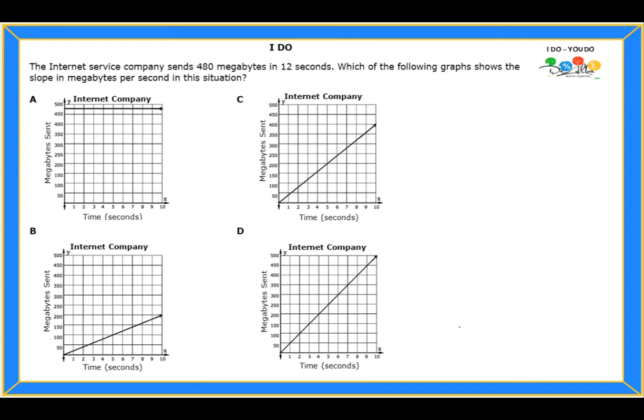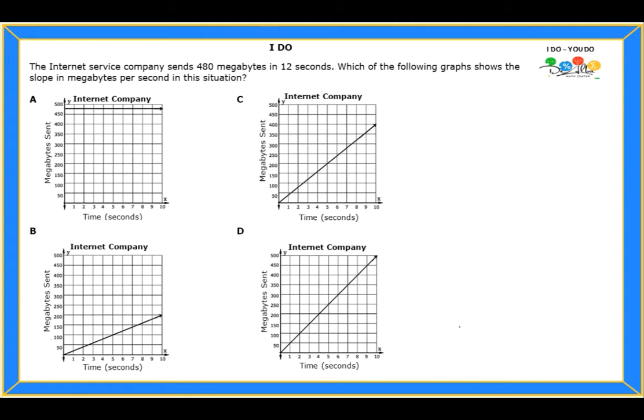Hello students, let's read the problem. And it says, the internet service company sends 480 megabytes in 12 seconds. Which of the following graphs shows the slope in megabytes per second in this situation?